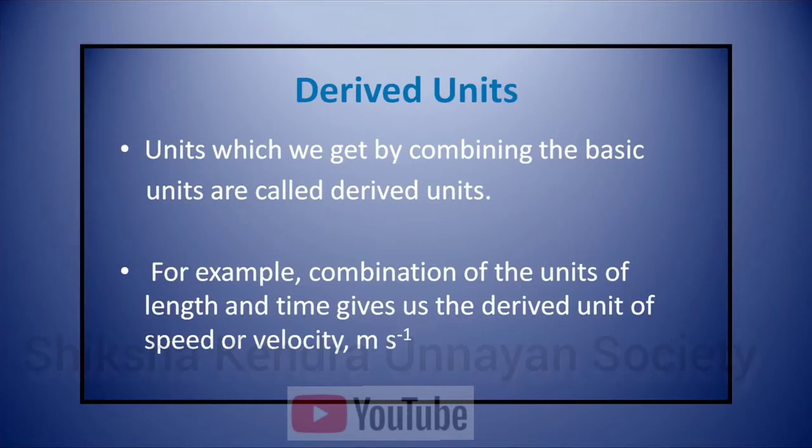Now we will discuss derived units. We have already studied the SI units of base quantities, but for the SI units of other physical quantities, we have to derive the units by using the base units. Units which we get by combining the basic units are called derived units. For example, combination of the units of length and time gives us the derived unit of speed or velocity. The unit of velocity is meter per second.